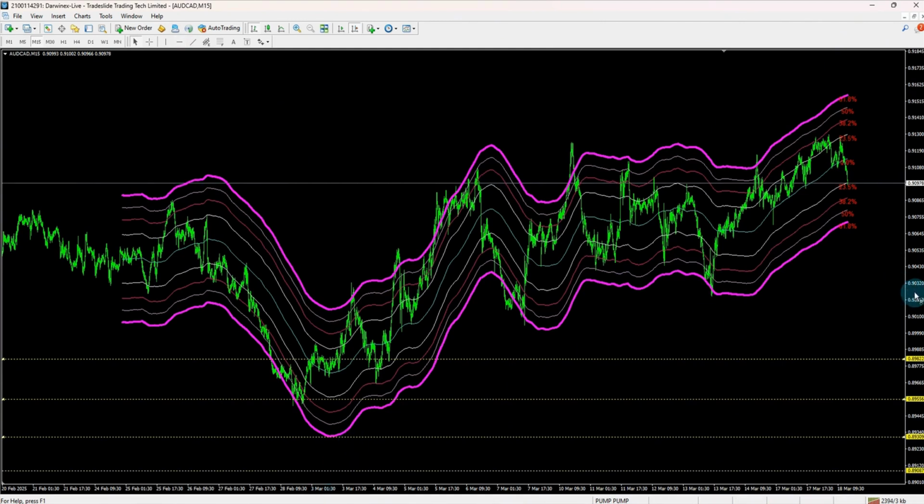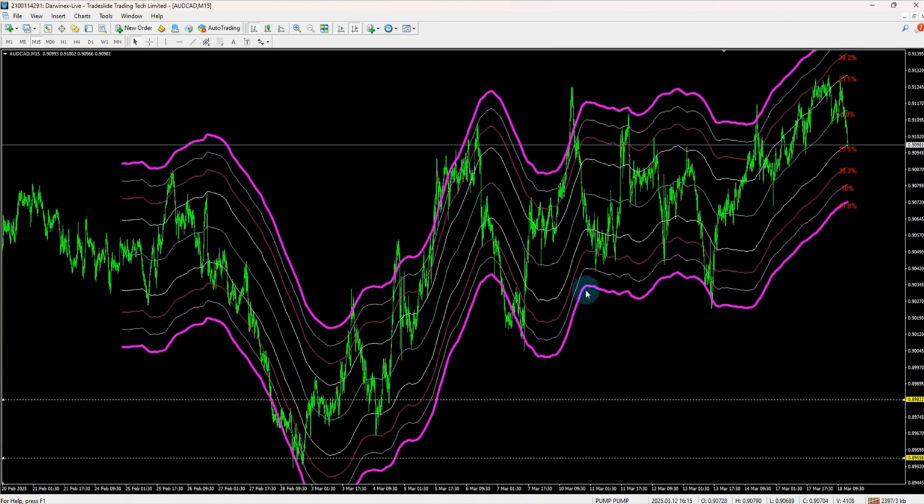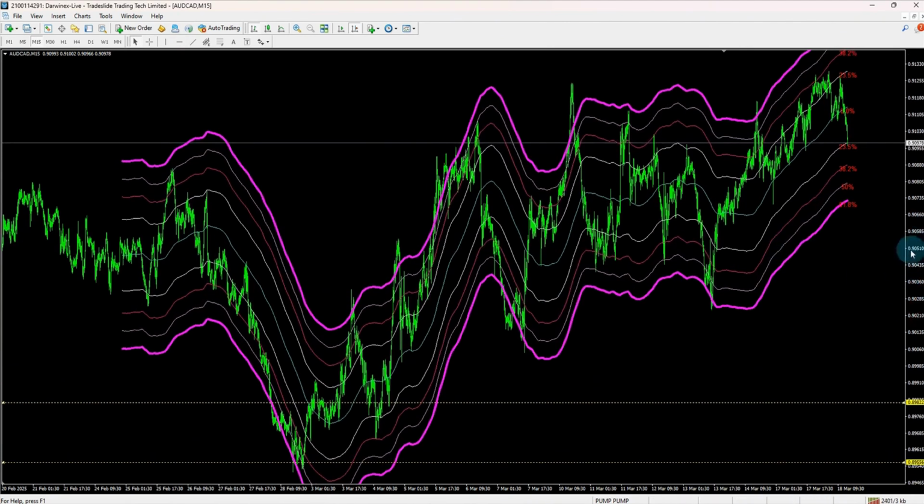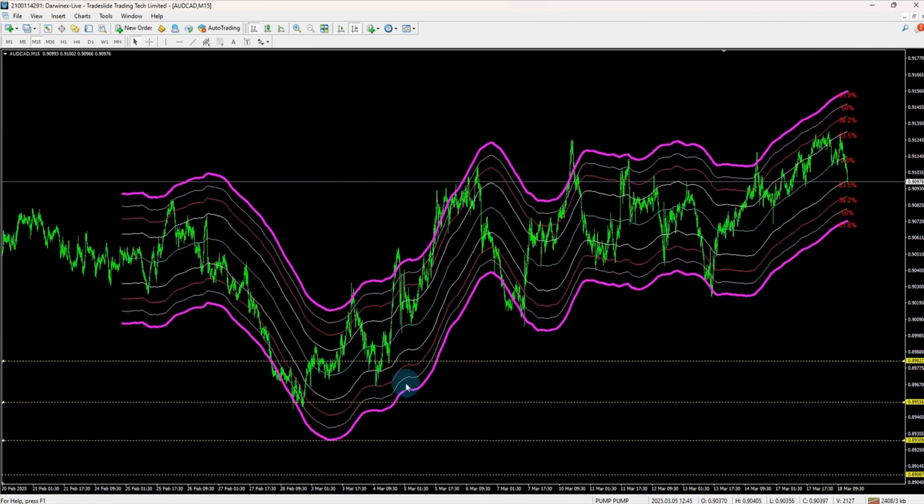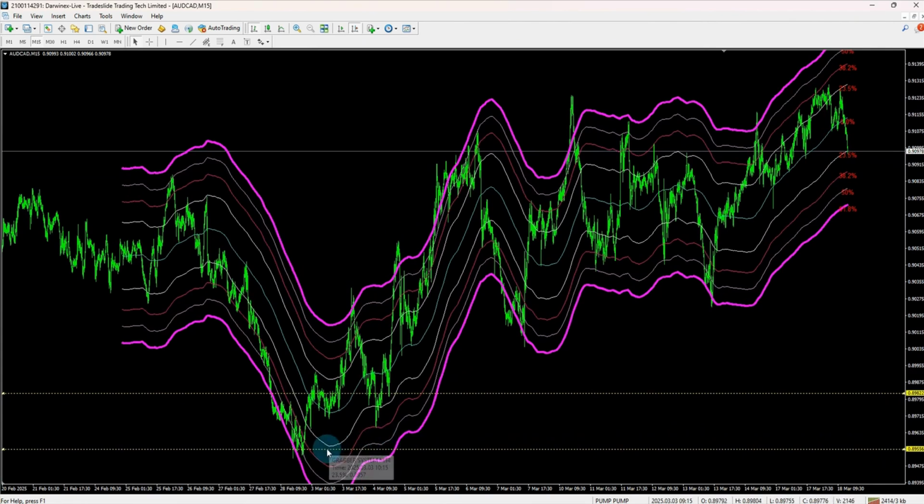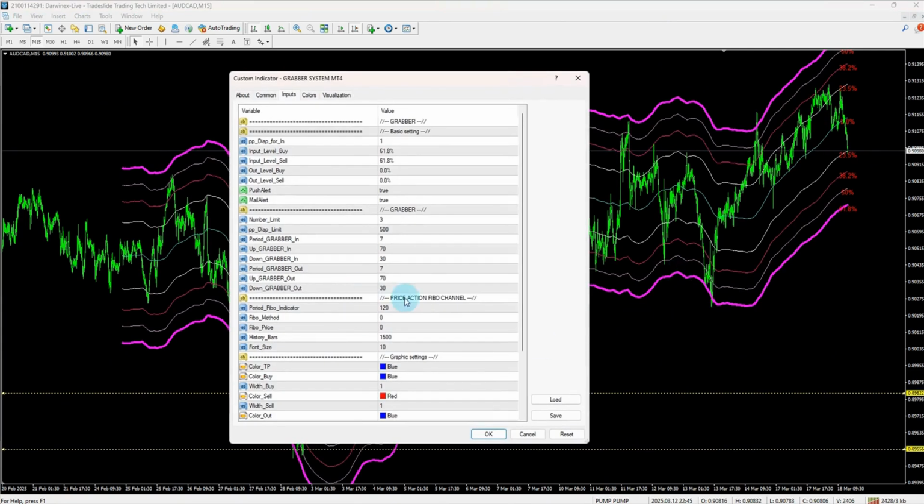This is in a 4-digit expression, or 500 in a 5-digit expression of points between these levels. At these levels, you will need to place limit orders, but how this is done, I will explain in the lesson on how to trade. Right now it's just how to set up. And I explain all the functions that the indicator has.